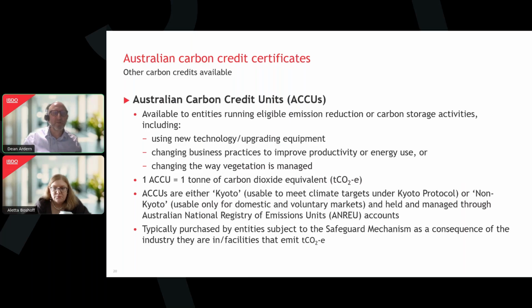Types of ones we see: entities applying new technology or upgrading equipment, changing business practices to improve productivity, and probably the one I see most, maybe just from my personal activities, is vegetation use, the way it's managed and used. So you're seeing entities closing off sections of native forestation and registering that as a carbon sink and getting ACCUs based on that. And we are seeing that in both for-profit and not-for-profit entities. So it's not just a for-profit thing; it's also a not-for-profit thing as well.